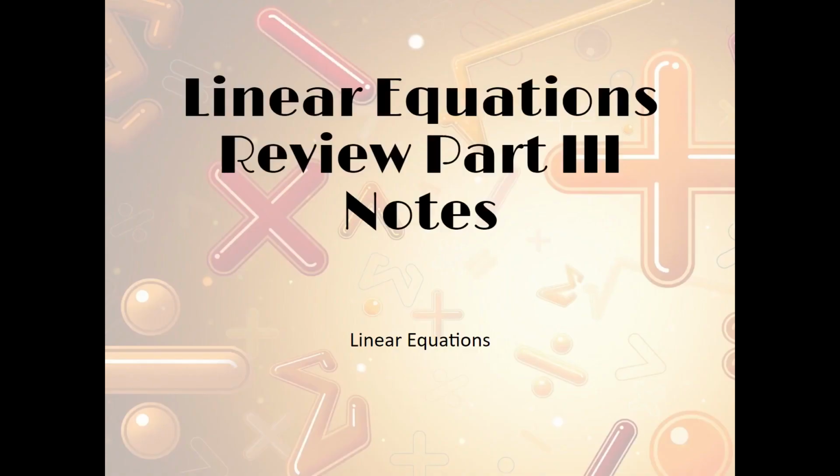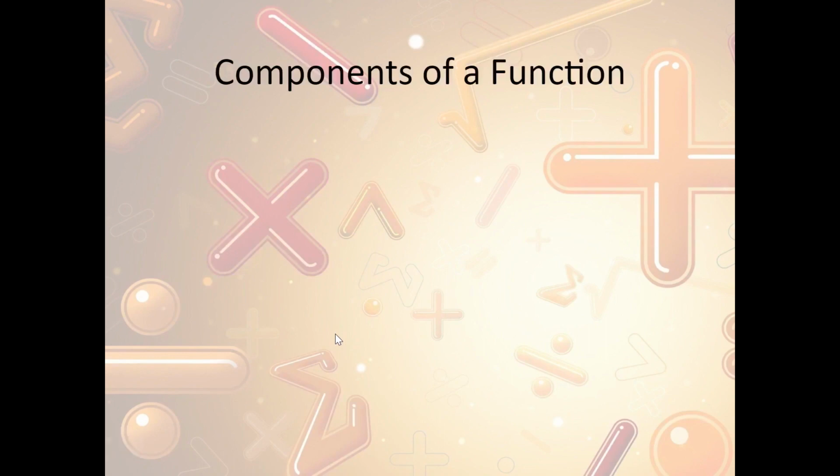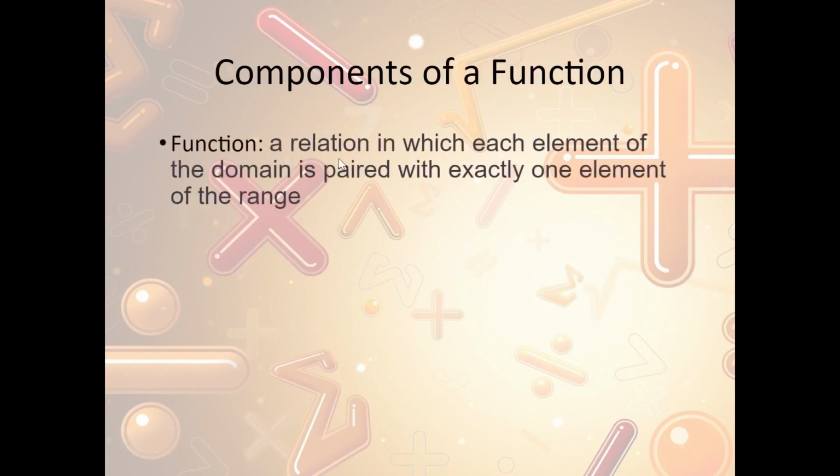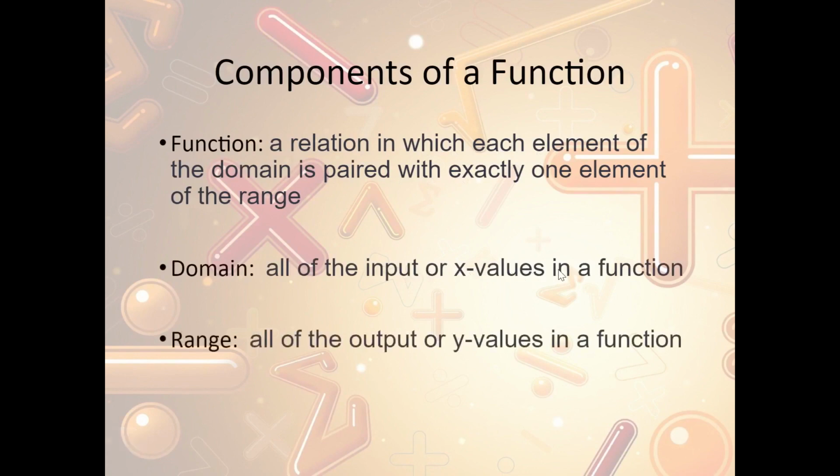Let's take a look now at the Linear Equations Review Part 3 notes. Our notes begin with the learning goals and success criteria. Now let's talk about the components of a function. A function is a relation in which each element of the domain is paired with exactly one element of the range. The domain is all of the input or x values in a function. The range is all of the output or y values in a function. Therefore, in a function, for every x, there's exactly one y that matches it.